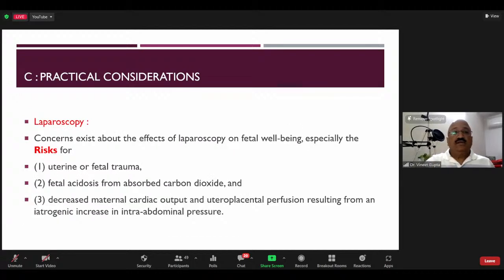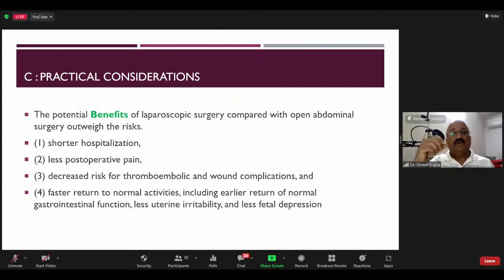Then laparoscopy. Concern exists about the effect of laparoscopy on fetal well-being, especially the risk of uterine or fetal trauma, fetal acidosis from absorbed carbon dioxide, and decreased maternal cardiac output and uteroplacental perfusion resulting from an iatrogenic increase in abdominal pressure. But the benefits are shorter hospitalization, less postoperative pain, decreased risk for thromboembolic and wound complications, and faster return to normal activities, including early return of normal GI function, less uterine irritability, and less fetal depression.